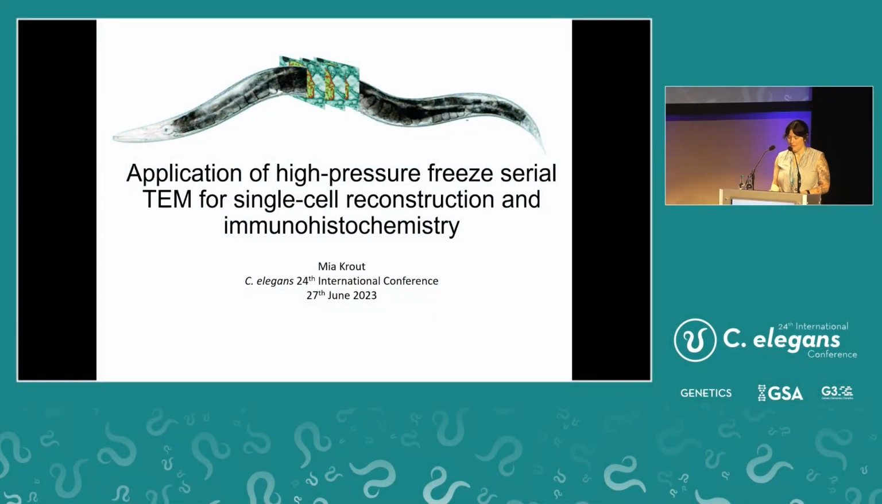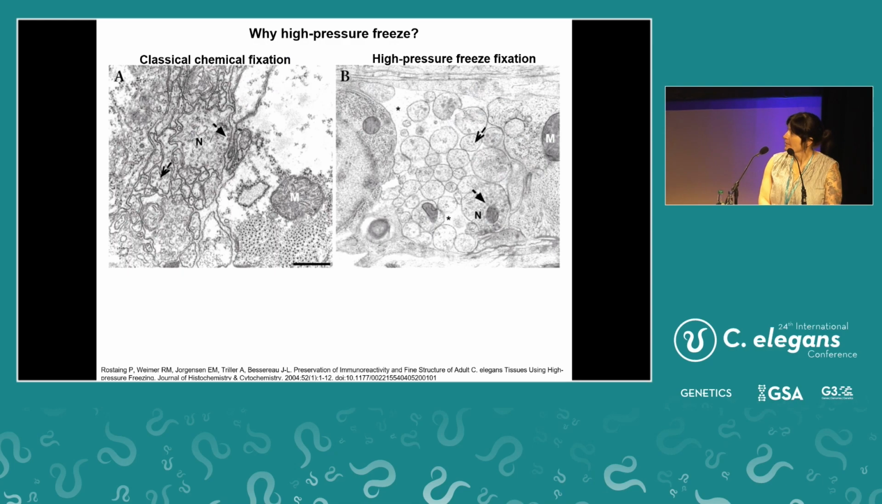Okay, hello. So I'm Mia Krout, and I'm going to talk to you a little bit about how we have applied high pressure freeze for TEM and looking at doing single cell reconstruction in immunohistochemistry, obviously using C. elegans. So first, I'm going to tell you why we use high pressure freeze EM. We all use high pressure freeze EM, so I'm going to give you a little bit of background about it.